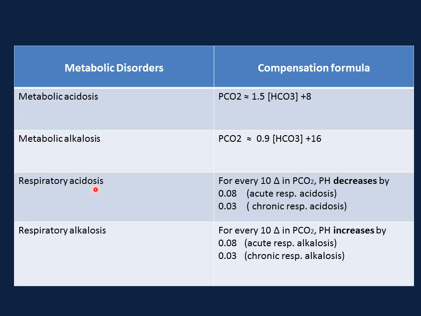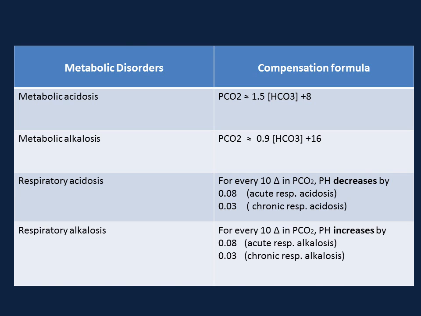In cases of respiratory acidosis, for every 10 change in the PCO2, the pH decreases by 0.08 in cases of acute respiratory acidosis, 0.03 in the cases of chronic respiratory acidosis. How would you know if it's acute or chronic? From the history or the clinical vignette in your exam. In cases of respiratory alkalosis, for every 10 change in the PCO2, the pH increases by 0.08 in cases of acute respiratory alkalosis and 0.03 in chronic respiratory alkalosis, and we'll apply that in the clinical cases at the end of this presentation.